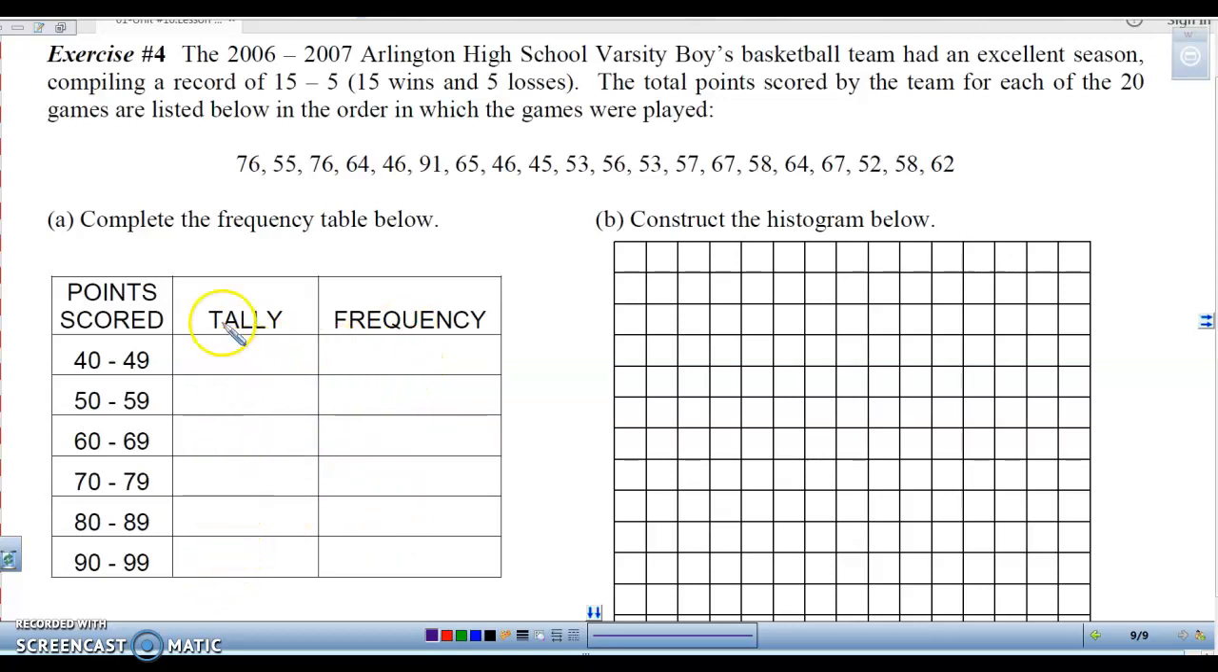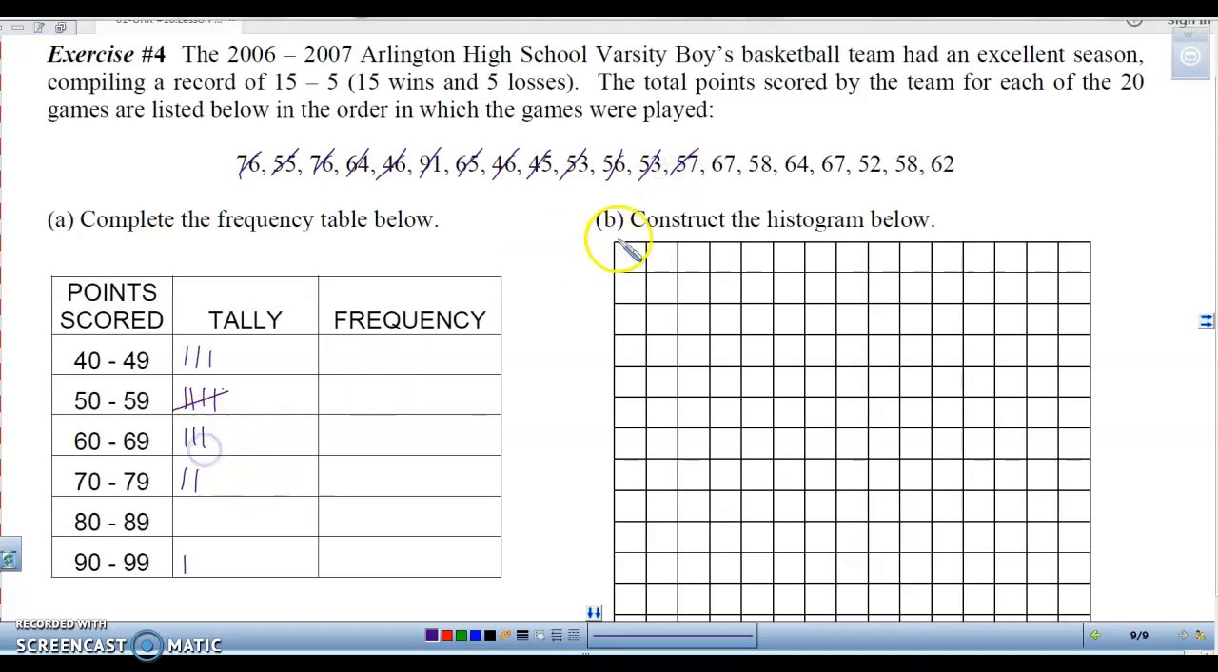All right, so let's go through this. 76, right there. 55 falls there. 76, there. 64 is there. 46, 91, 65, 46, 45, 53, 56, 53, 57. All right, now this is going to be the fifth one, so I'm going to make a slash across like that.